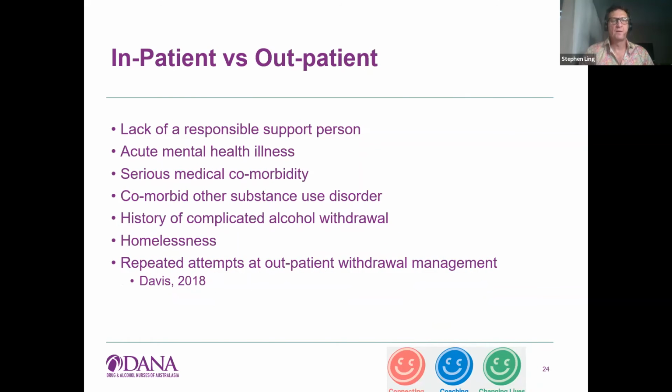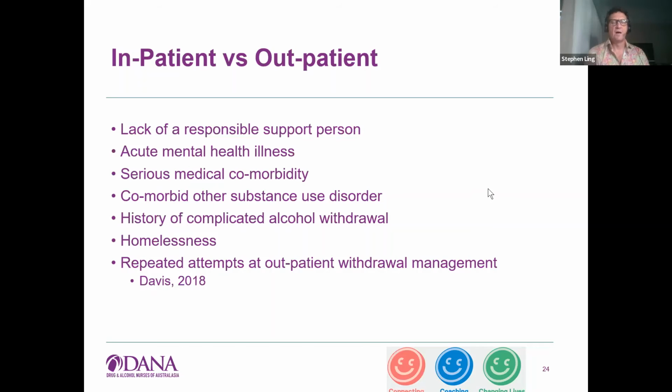Next slide. In choosing whether or not the patient needs to be managed as an inpatient or an outpatient, there are several things to consider. Not having a responsible support person would imply to me that I'm more interested in treating the patient as an inpatient rather than an outpatient. If the patient has an acute mental health illness, I would be more inclined to offer inpatient treatment. Certainly, if they have serious medical comorbidity, they're at greater risk of complicated withdrawal. Again, I would be looking at inpatient treatment.